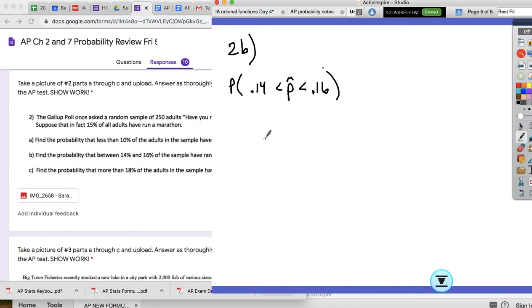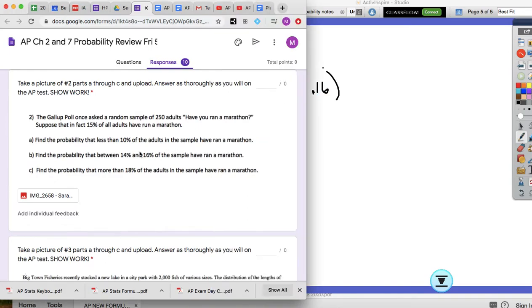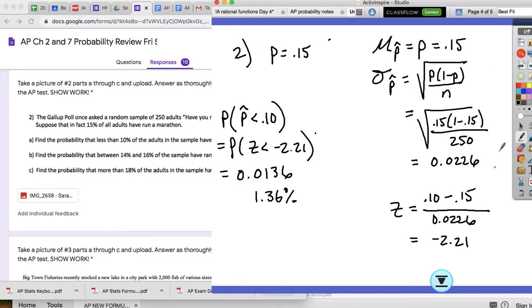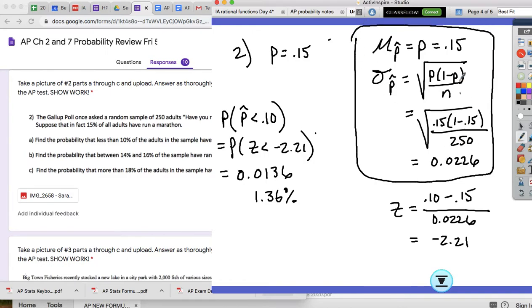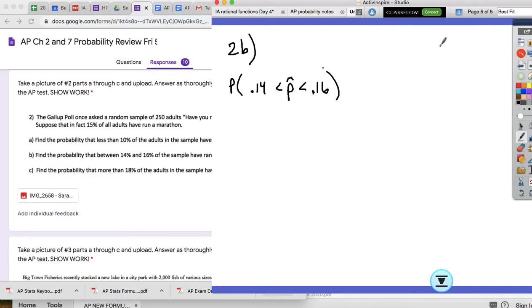Now, do I get to use all the same information? The probability that between 14 and 16% of the sample. Oh, the sample was 250 adults. So yes, I do get to use all this, this right here will stay the same because my sample size is 250. My population proportion is 0.15. So I will maybe just rewrite that over here that we already figured these things out.